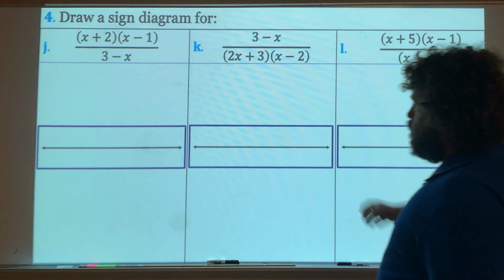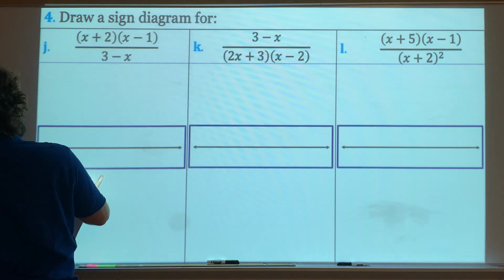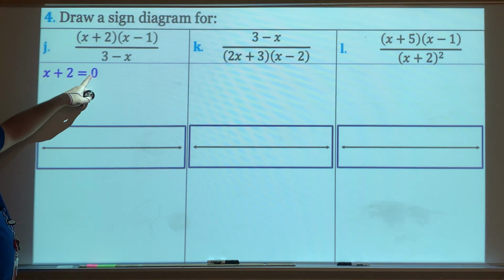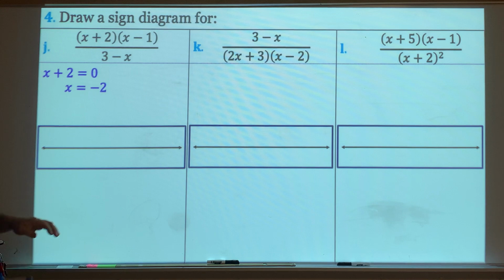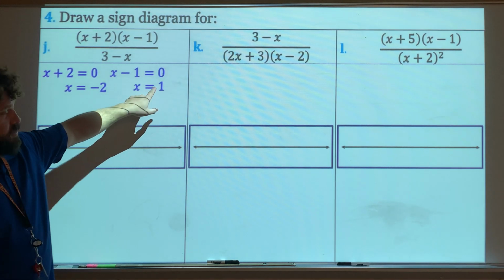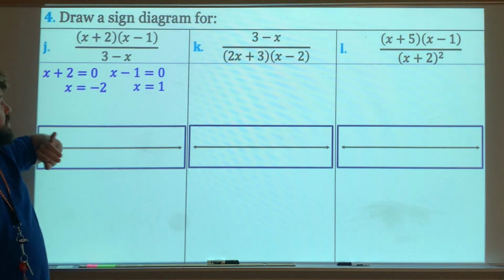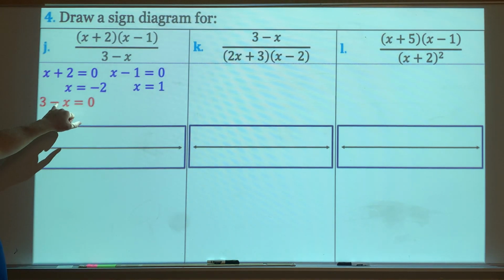All right, J. Set both numerators equal to 0. So you set x plus 2 equal to 0, x equals negative 2. You set x minus 1 equal to 0, x equals 1, so you have two zeros. To find when it's undefined, you set the bottom, the denominator, 3 minus x equals 0. Add x to both sides, and x equals 3.